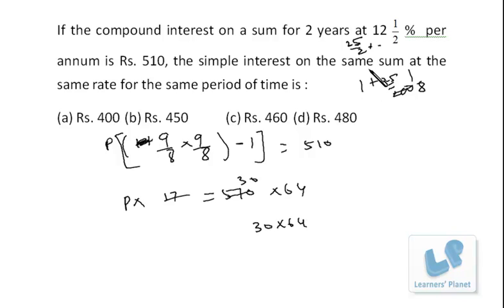The rate of interest is 12.5% per annum. That means for 2 years the total interest will be 25% of the principal. So we can calculate it very easily. That comes to 480 rupees. I just have put the formula for compound interest, nothing else I have done. Simply solve it. Okay, the answer is 480.